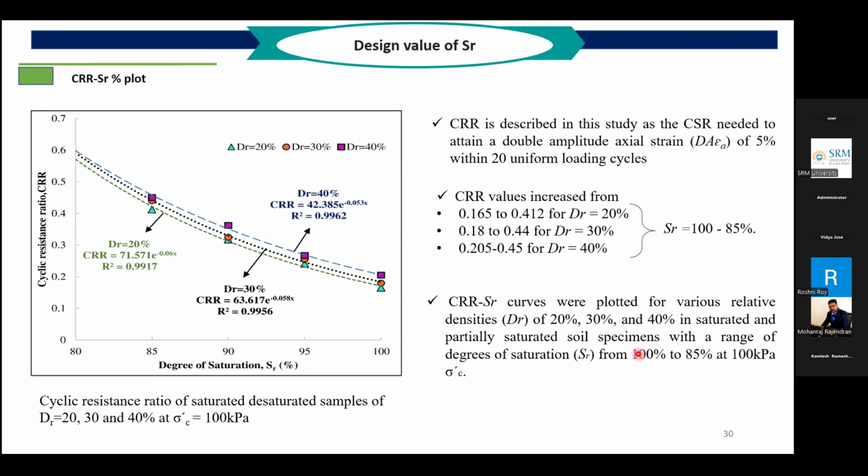Finally, this is what we have developed for the cyclic stress ratio and cyclic resistance ratio with respect to degree of saturation, based on the experimental result. The CRR value increased from 0.165 to 0.412 for relative density of 10%, 20%, 30% and 40%, stated in terms of degree of saturation from 100 to 85.